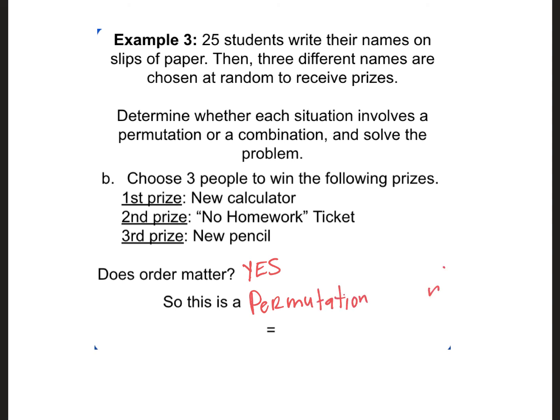Again, we're doing that nPr thing. n is my total, so I have 25 students total. And then we're going to do P because it's a permutation, and then we're choosing 3 people. So 3 is going to be my r value. Again, at this point, you're going to go ahead and type it into your calculator and get your answer.